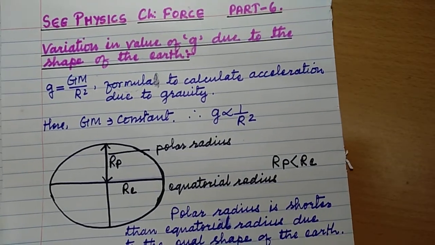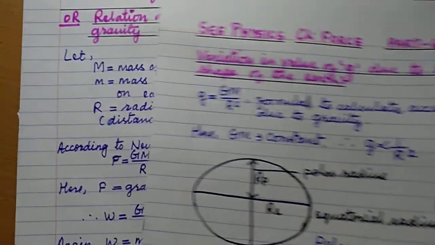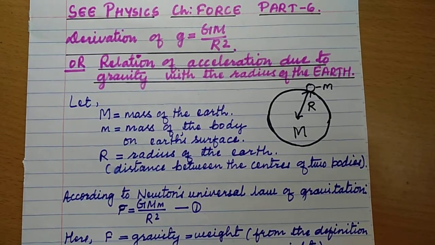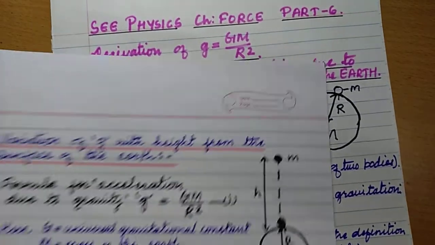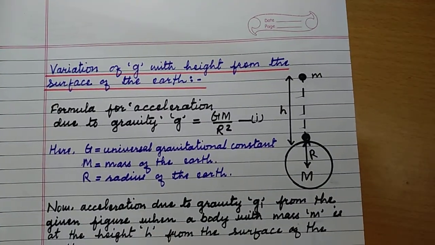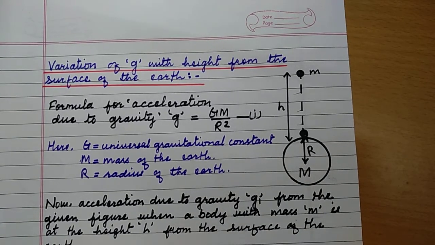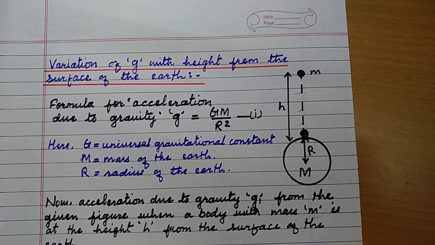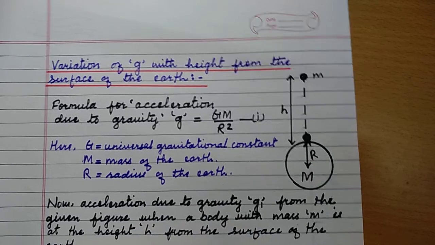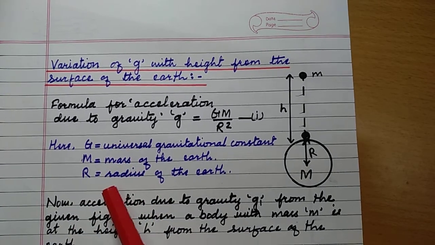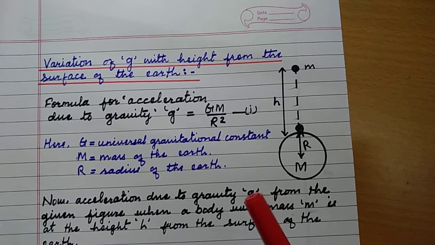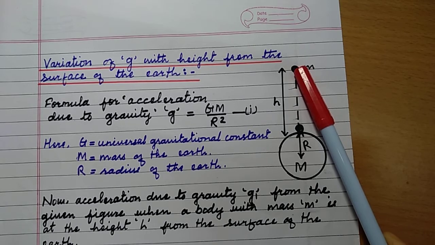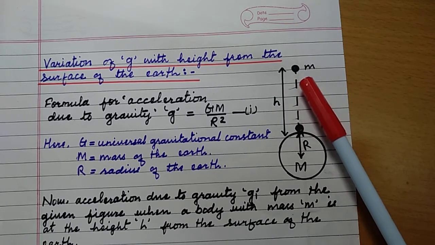Now we have a little more explanation on the same topic: variation in the value of g with the height from the surface of the earth. How does the value of g differ with increasing height? When the body is lying close to the surface of the earth, the value of g is 9.8 meter per second square. Now what happens to g when you take this body high up at this position? That is the question here.